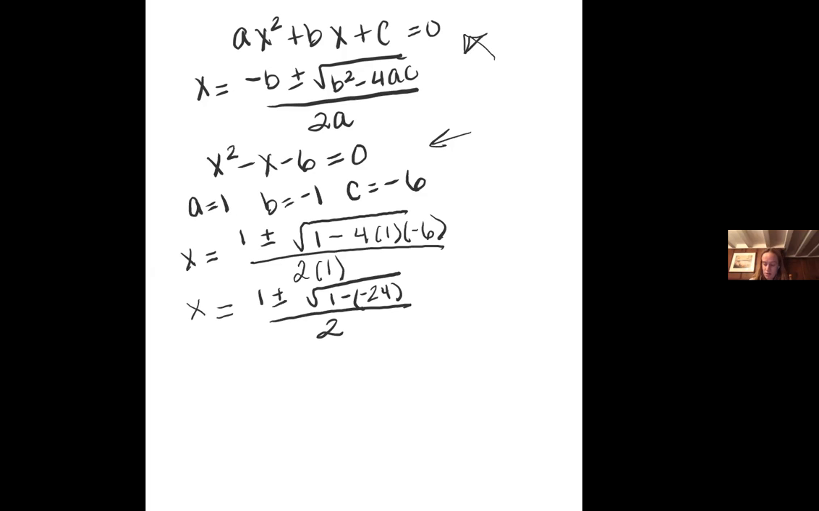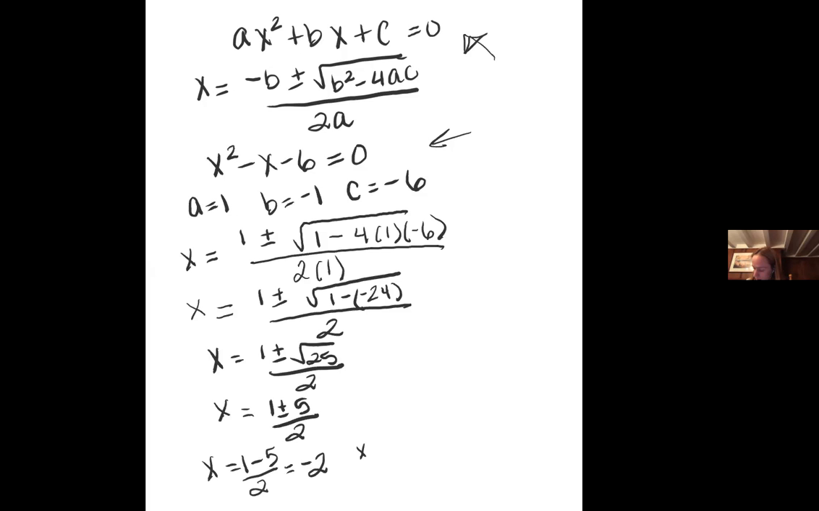And then simplify, so we see that this is x equals 1 plus or minus the square root of 25 over 2. We see the square root of 25 equals 5, so 1 plus or minus 5 over 2. So then we see that x equals 1 minus 5 over 2 equals negative 2, or x equals 1 plus 5 over 2 equals 3. So we again get the same result, that x equals either negative 2 or x equals 3. So those are two different ways to solve a quadratic equation.